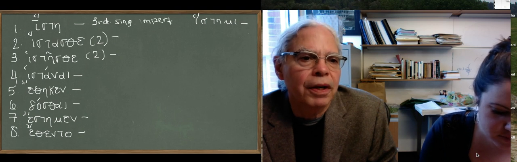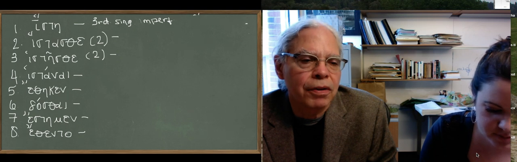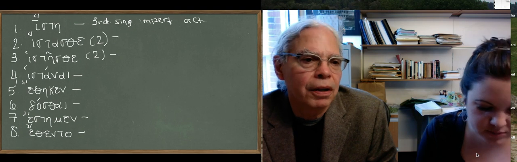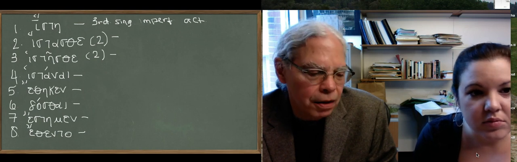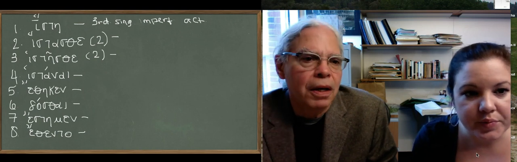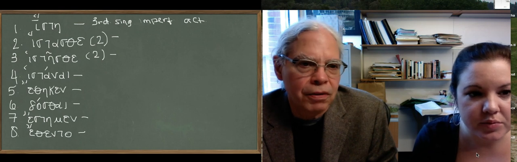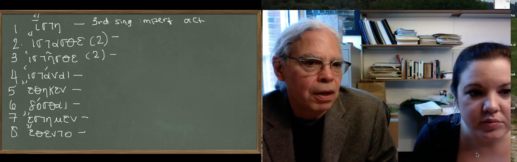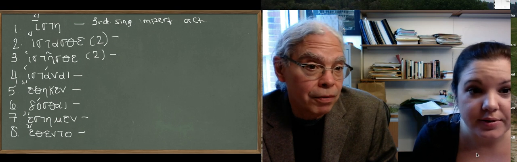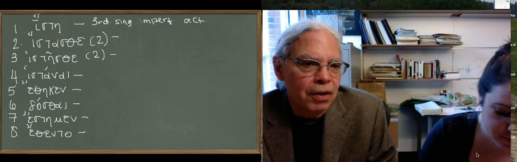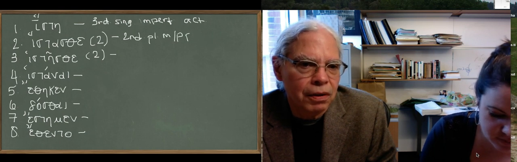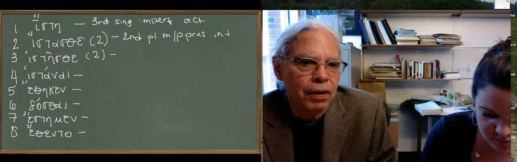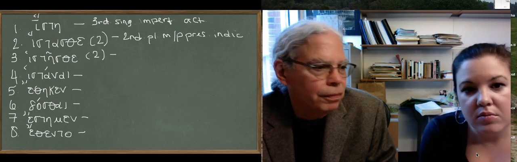If we move on to the next one, we have histasthe. Notice it's not histasthe there, but it's histasthe there. There's no augment, so we've got our reduplication with an I. Here the stem has become sta instead of stay. We don't have to worry about that. And the ending is sthe. That's the same ending that we know, second person plural, middle or passive, right? That's why there's a 2 after this. So this is second person plural, middle or passive, present indicative. We know it's not imperfect because there's no augment.